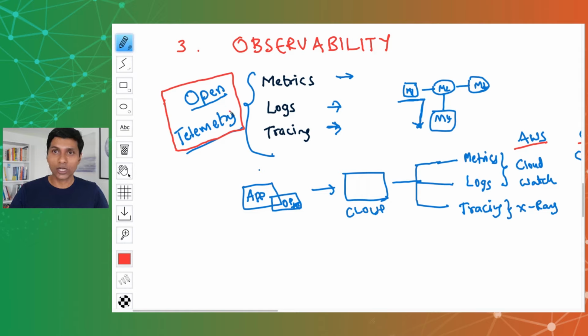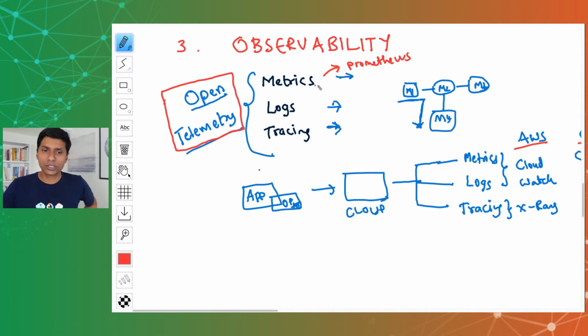OpenTelemetry is now a consolidation of everything around the observability space. There are actually a lot of other open source tools. There are commercial products that are coming up in the OpenTelemetry space as well. CNCF is one of the foundations which focuses on containers, container orchestration, and related tools. If you look at metrics, the most popular open source tool today, I would say, is Prometheus. AWS also has a managed service for Prometheus.